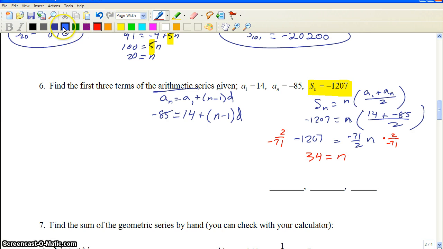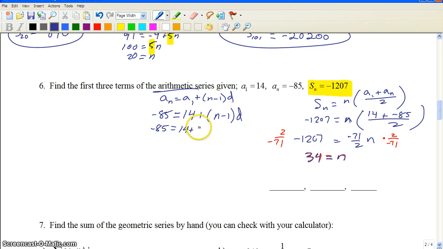34. Now it's good that we didn't get a decimal in the final answer there, because if we got a decimal, that wouldn't make sense, because we can't have a 2.5 term or a 51.8 term number. This is term number 34. So now we can go ahead and put 34 in there.